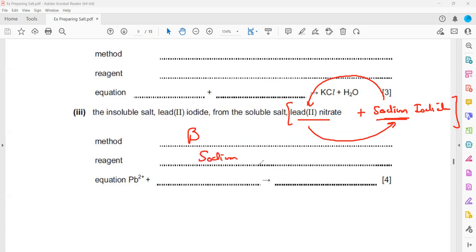Lead nitrate is already there. So what else do we need? We need sodium iodide. Then the ionic equation, because lead iodide is formed, which is PbI2. So there's a lead ion and there should be two iodide ions.